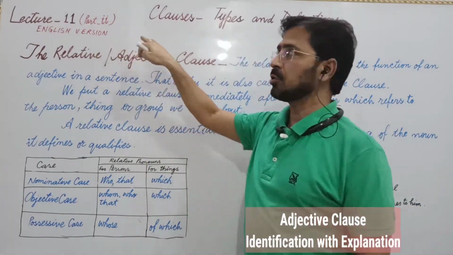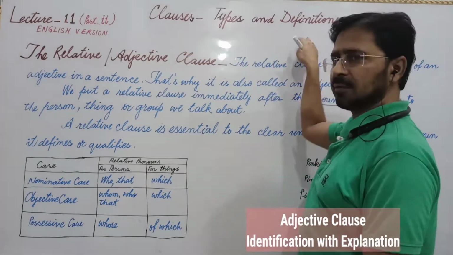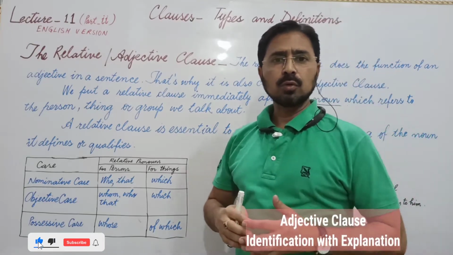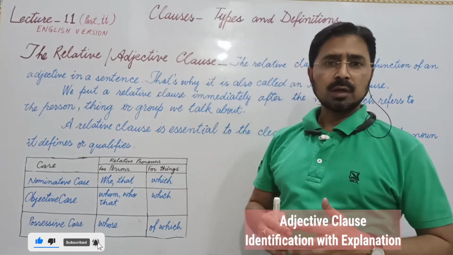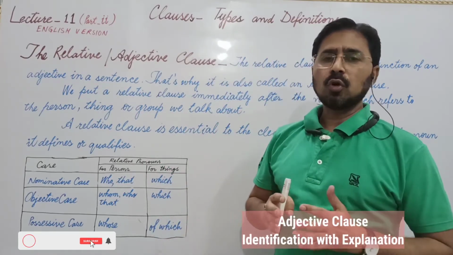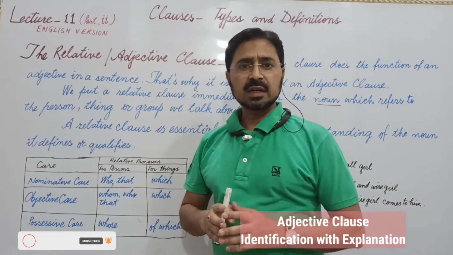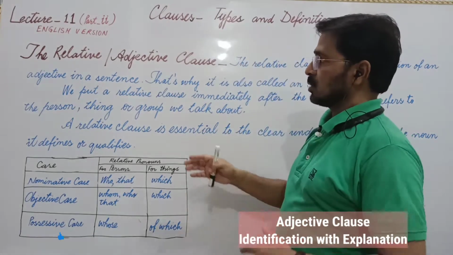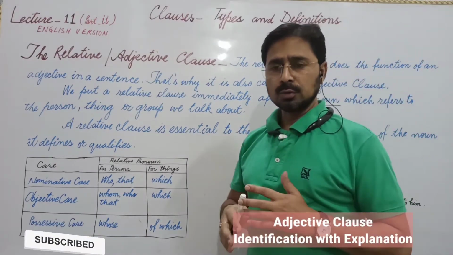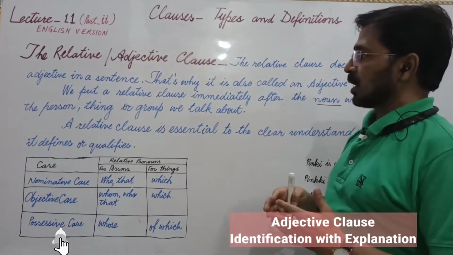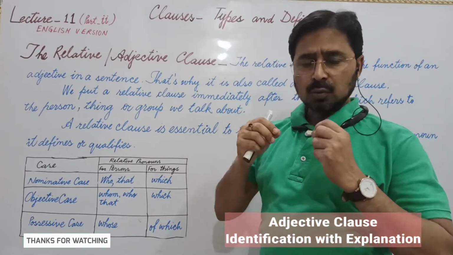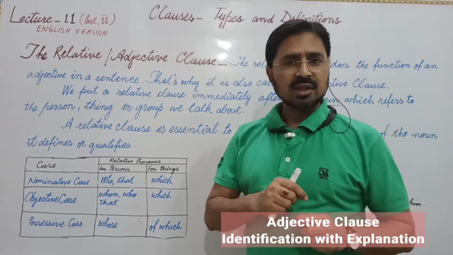English version lecture, in which we have a topic: clauses, types and definitions. In previous lectures you came to know the definition of a clause, and how you can identify a clause, and you came to know about noun clause, adverb clause and adjective clause. Today the turn is of the relative or adjective clause. In this lecture we are going to know how to identify an adjective clause and what is the rule that makes a clause an adjective clause.